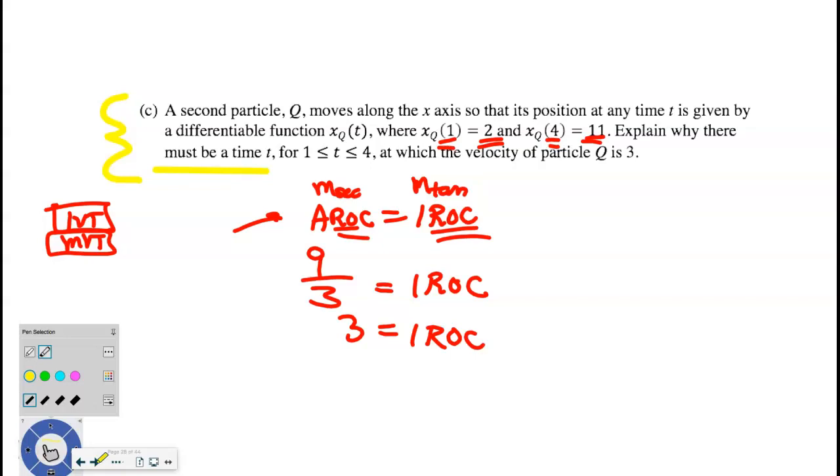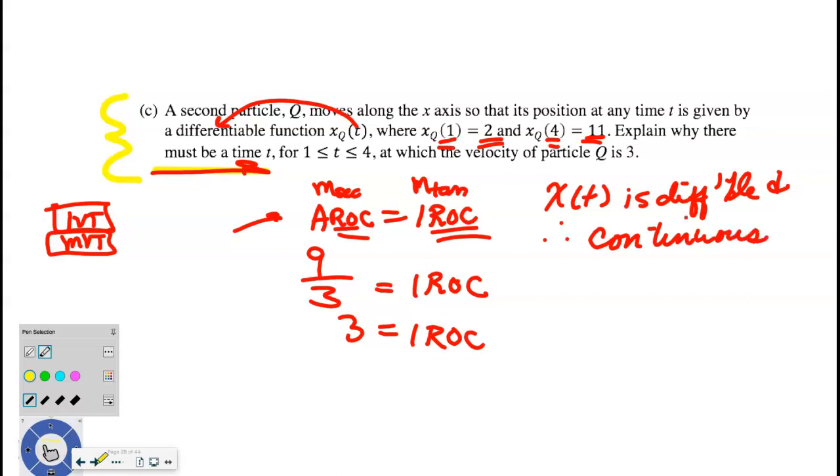What was that? No, because I just had to explain why there must be a time when the IROC was 3. So I'm getting the point for that. I've got it existing, right? But with the MVT, there are some details that you needed to make sure you... The function is not only continuous, and differentiable. Yeah, so we're going to write that on here, that this function that we're doing the derivative of, the position function, we're going to have to say x of t is differentiable. I'm just going to write diffable, and therefore continuous.